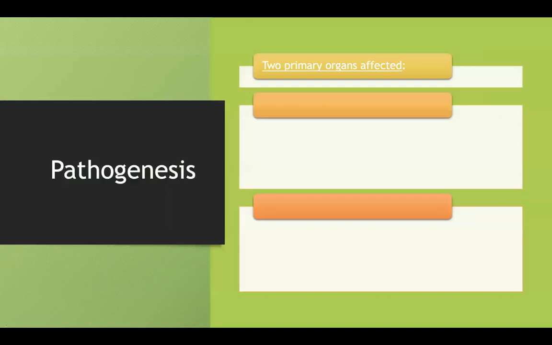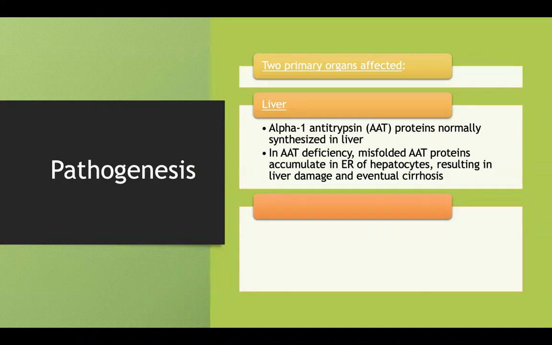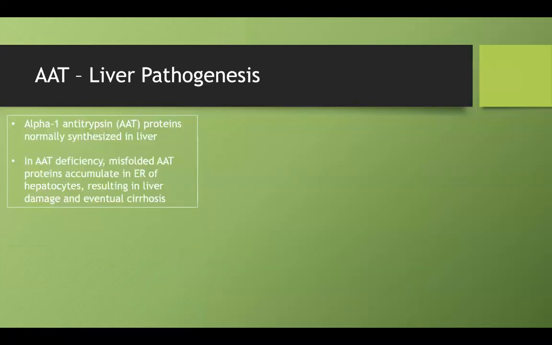The pathogenesis is a little bit different depending on which organ you're talking about. It's going to cause damage to both the liver and the lungs. In the liver, that alpha-1 antitrypsin protein is normally synthesized. In alpha-1 antitrypsin deficiency, the protein that's supposed to be synthesized nicely, packaged and sent out is misfolded. Because it gets misfolded, it starts to accumulate in your hepatocyte. It first accumulates in your endoplasmic reticulum, and your body tries to package it into different organelles. But ultimately, all that misfolded alpha-1 antitrypsin protein will overwhelm your hepatocytes and start to cause liver damage and cirrhosis.